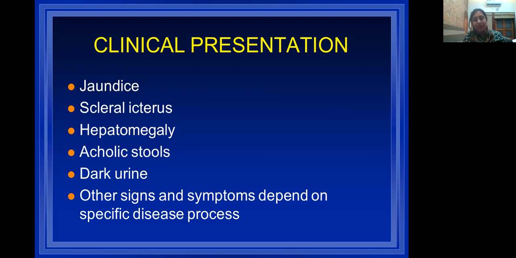Then acholic stools. Now, acholic stools is moreover a criterion in case of extrahepatic biliary atresia, whereas in case of idiopathic neonatal hepatitis, pigmented stools are present. Dark urine and other signs and symptoms depend on the specific disease process.